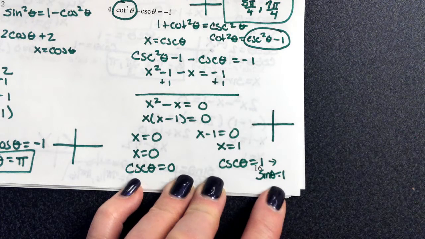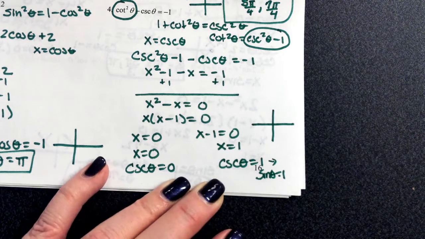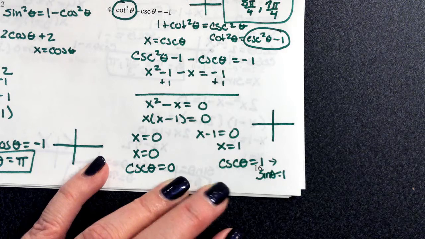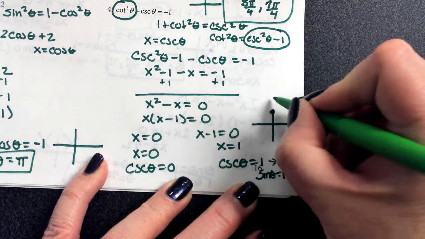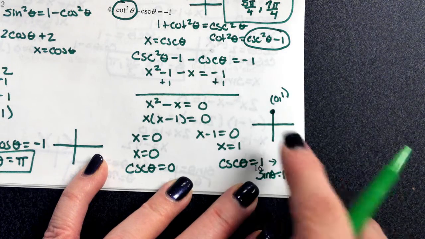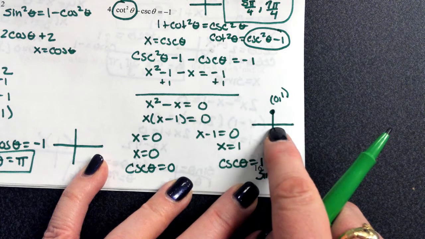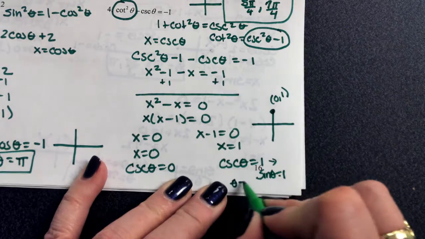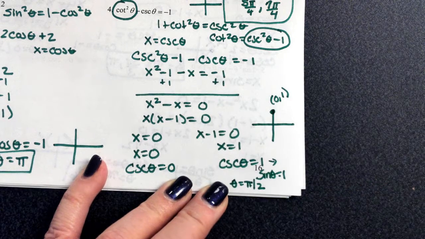So where is sine equal to 1? Remember, sine is your y-coordinate, so you're looking to see where the y-coordinate is equal to 1. Remember, the y-coordinate is equal to 1 up here on the positive side of your y-axis. So what angle is this? This is at angle what? Pi over 2, because the reciprocal of 1 is 1.